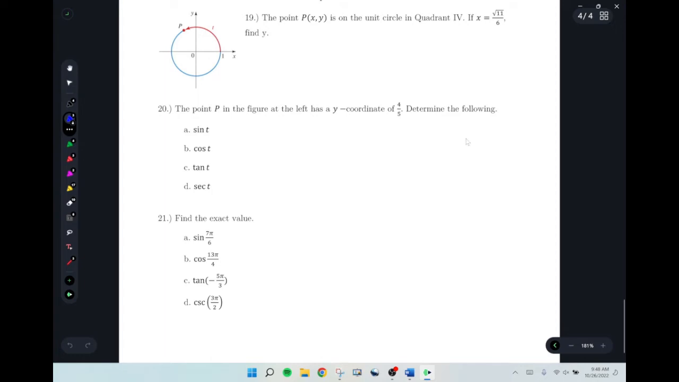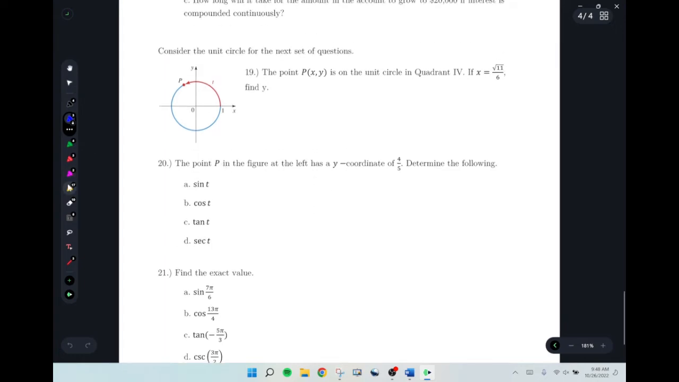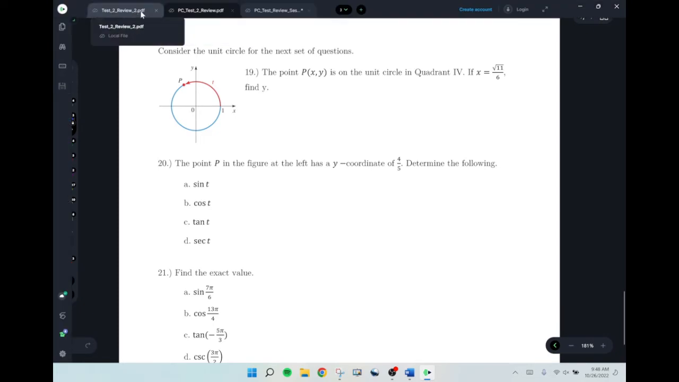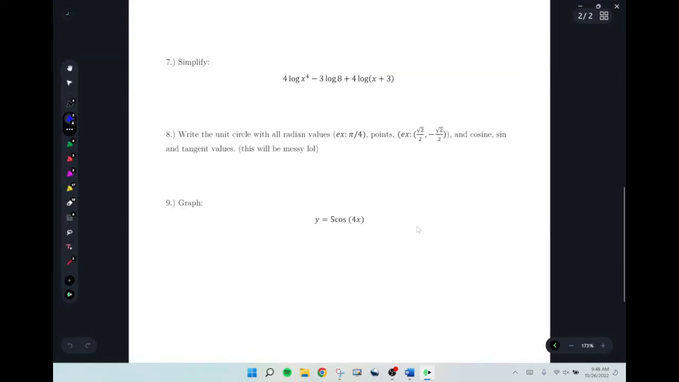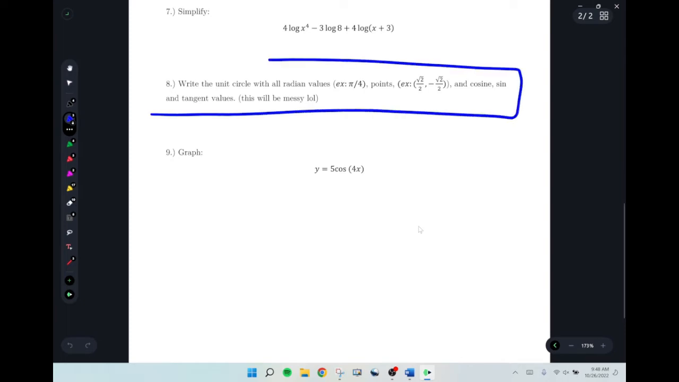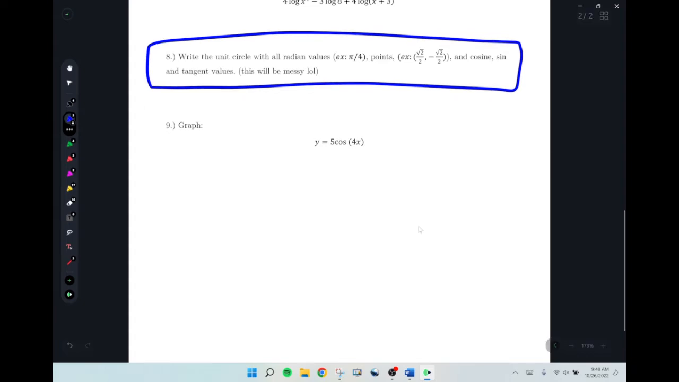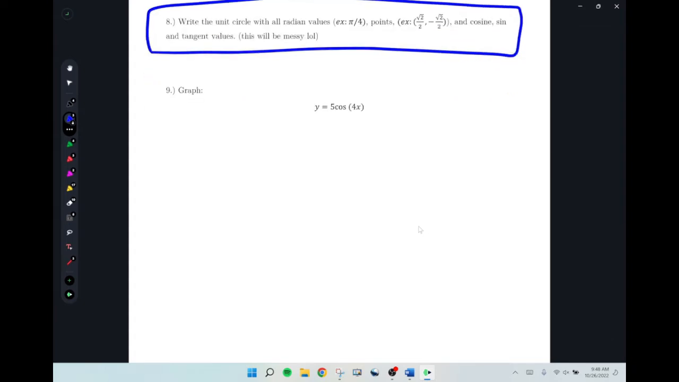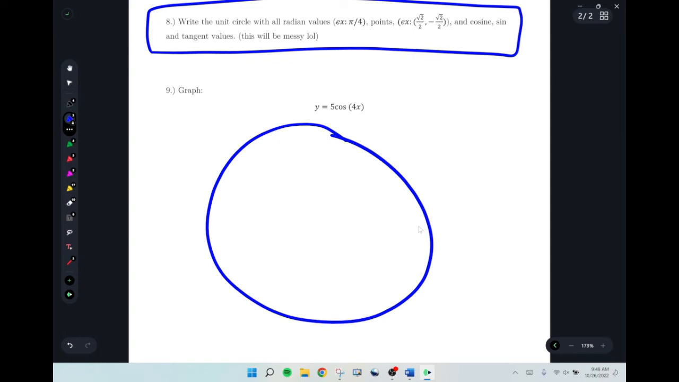Oh yes, we should definitely do this. This is great. I love the unit circle. Here's what I put on the review. On the second review, I know this is the worst one in the whole thing, but I put: write the unit circle. And I said, I know this will be messy. But what I said is, if you can do this, you'll be good with any unit circle question we ask. If you can write the unit circle, and how many points are there? 12 plus 4 is 16. There are 16 points, right?